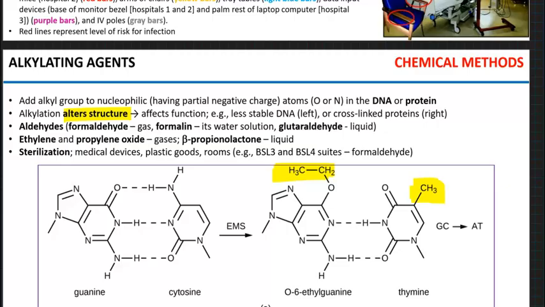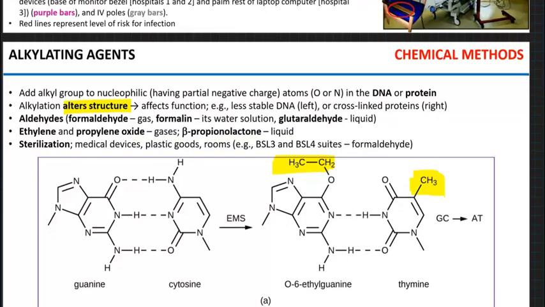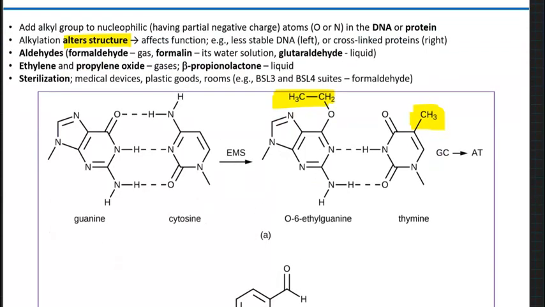So for this particular mechanism, what you need to know is modification of DNA and proteins. It's alkylation, and alkylating agents can be gases. So formaldehyde, ethylene oxide, and propylene oxide, they're gases. The ones that I didn't highlight are fluids, you should know that.